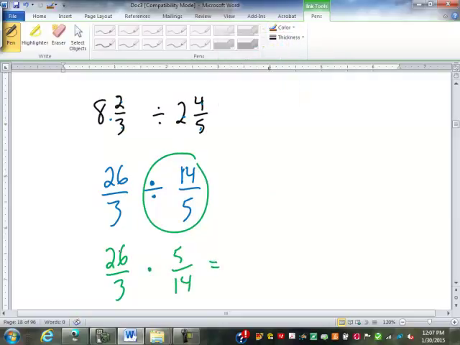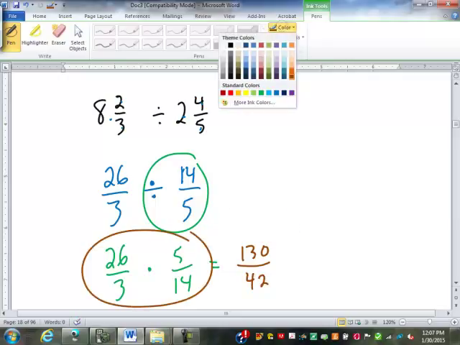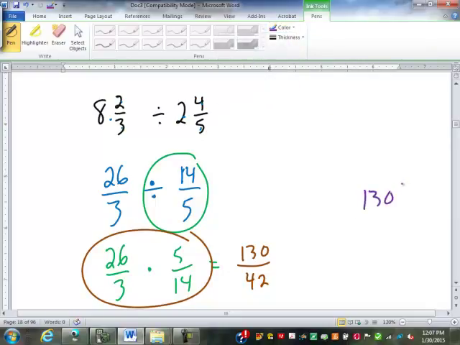26 times 5 is 130. 3 times 14 is 42. We could have cross-canceled here, by the way, but nothing cross-cancels. And then, of course, 42 into 130. It goes in there twice. 2 times 42 is 84.